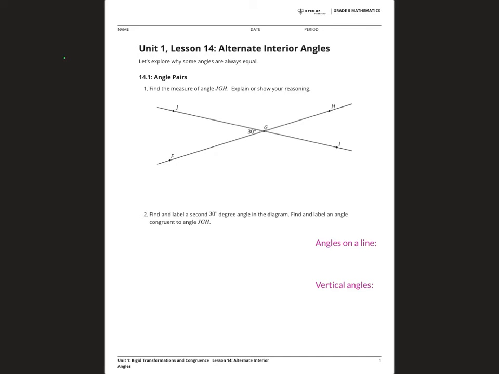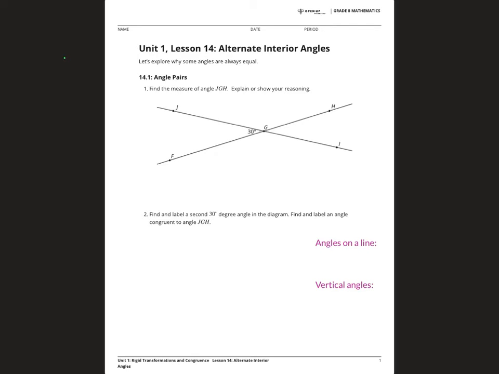Hey guys, so today we're going to talk about alternate interior angles for lesson 14, and then you will also later do lesson 15 today. It says, let's explore why some angles are always equal. Find the angle measure of angle JGH. Explain or show your reasoning.